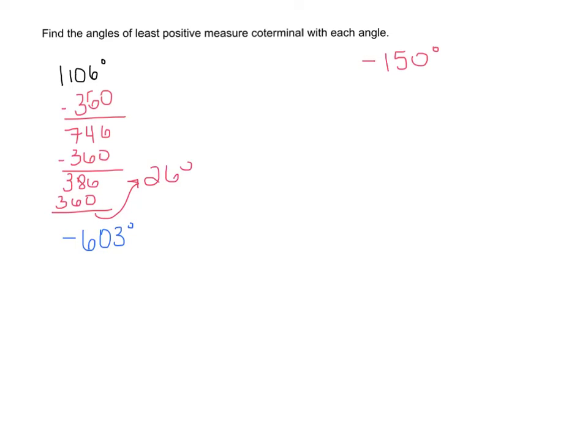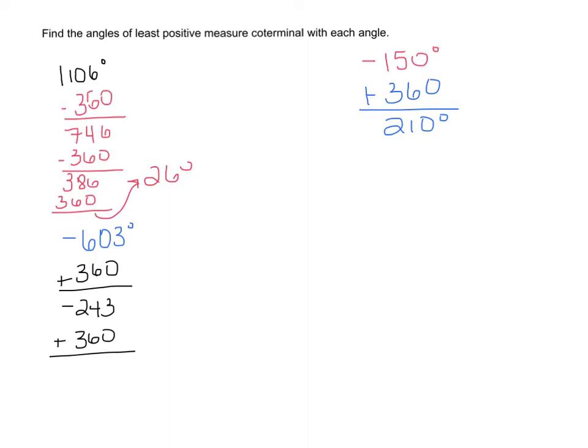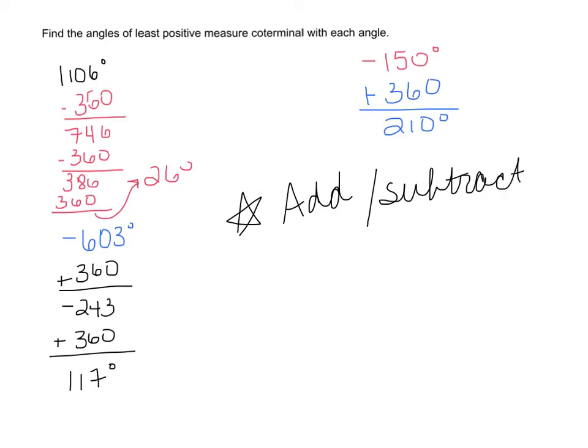On the next one, because I'm moving backwards, I actually need to start adding 360 degrees to get that positive value. That will get me a positive 210 degrees. On the last one, same thing. I have to start adding 360 degrees. This gives me negative 243. That's not least positive, so I have to do it again. Add 360. This gives me a positive 117. What you're doing is you are adding or subtracting multiples of 360.